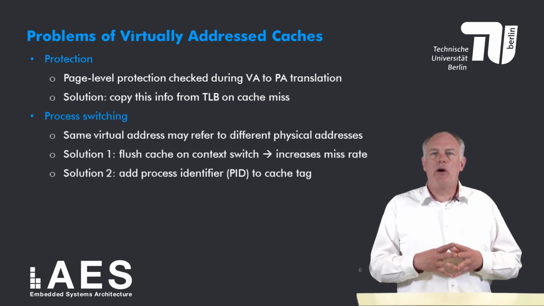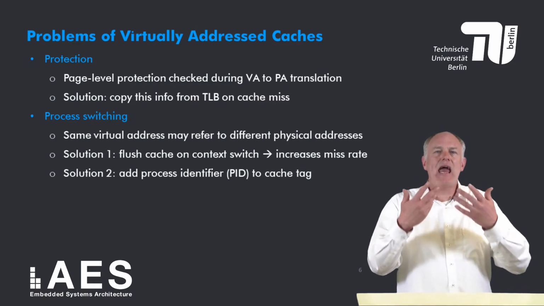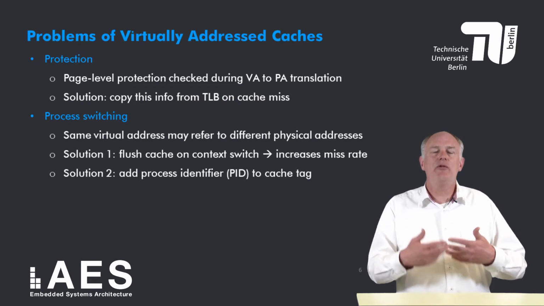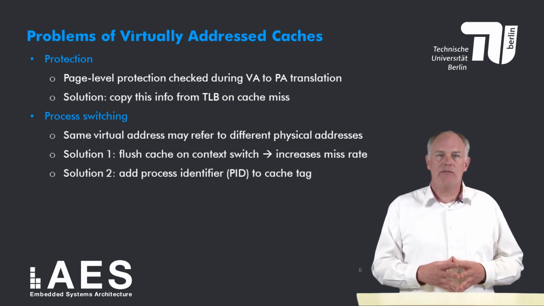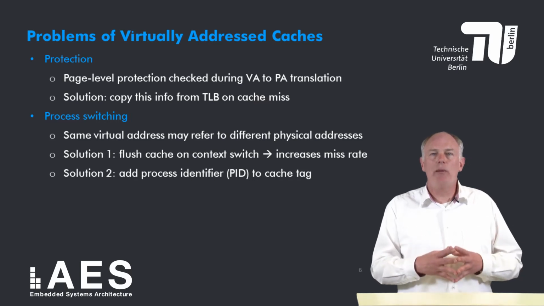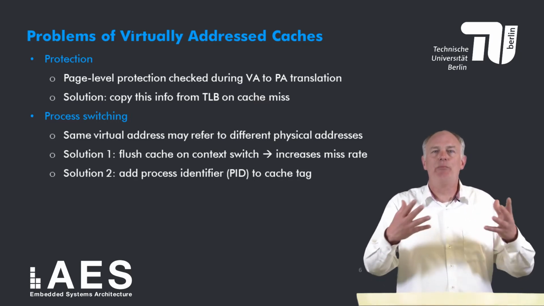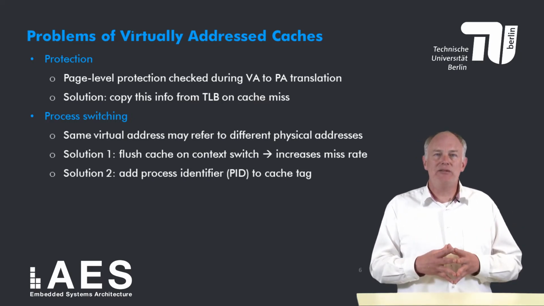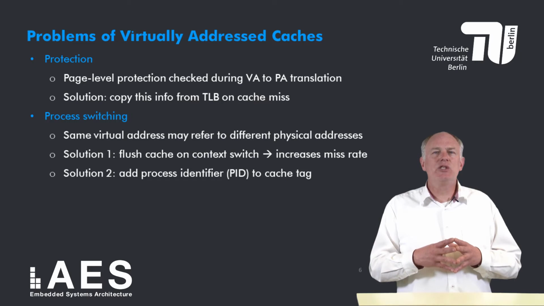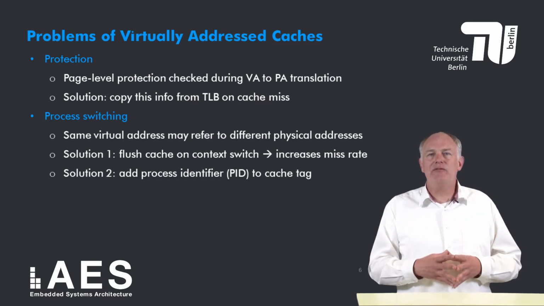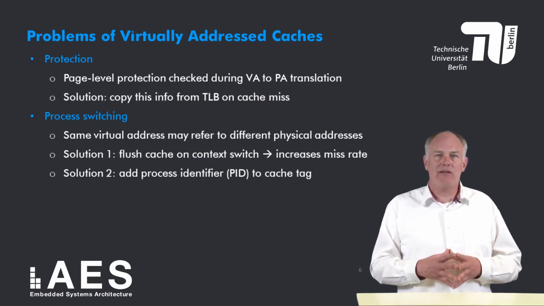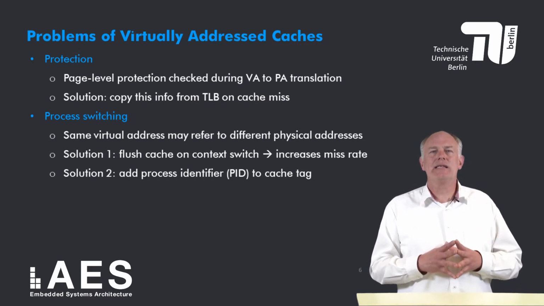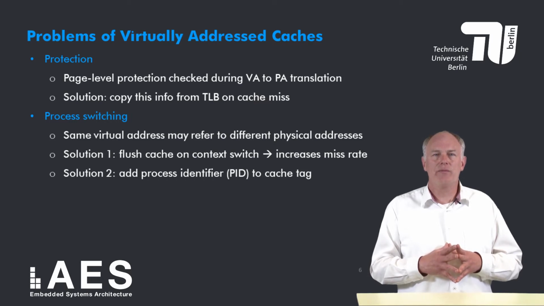The second problem of virtually addressed caches is that every time a process is switched, the virtual addresses refer to different physical addresses. One solution to this problem would be to flush the cache on every process or context switch. But obviously, this increases the miss rate. Another solution is to add the process identifier PID to the cache tags. Then there is a hit only when the tags match, as well as the process identifiers.